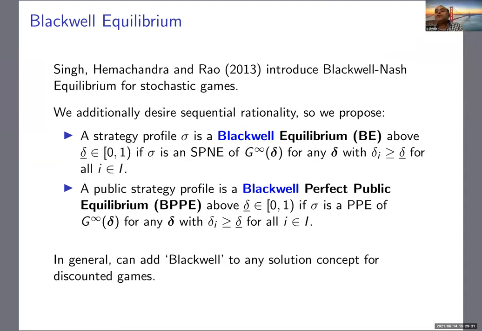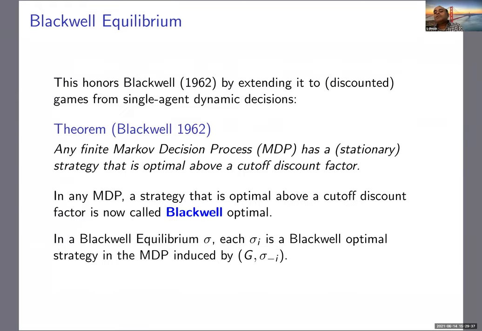Okay, so now that we've introduced the main concept of a Blackwell equilibrium, we're going to continue looking at a little bit of the motivation behind this. So this is historical reference. We are honoring Blackwell by extending his Blackwell optimality. Actually, the slide should have been called Blackwell optimality rather than Blackwell equilibrium. So this honors Blackwell by extending it to discounted gains from single agent dynamic decisions. So that's Blackwell's famous theorem, 1962.